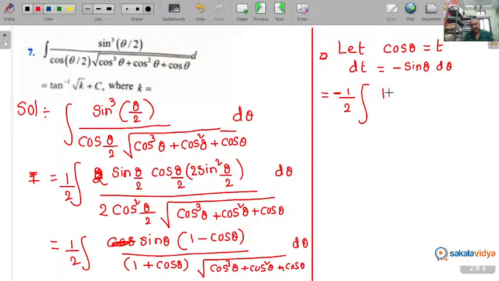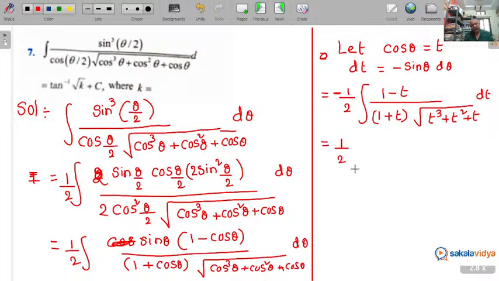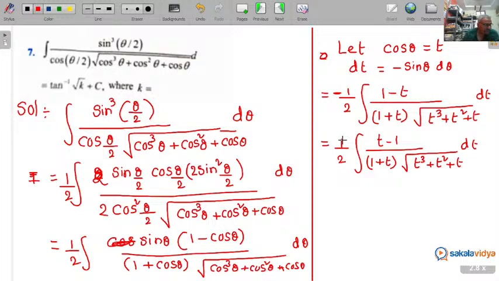So 1 minus t, and this is 1 plus t, under root of t cube plus t square plus t dt. Multiply 1 minus t with the negative sign, you will get 1 by 2 times the integral of t minus 1 upon 1 plus t into under root of t cube plus t square plus t dt. Right? Understood? So now tell me, what shall we do?